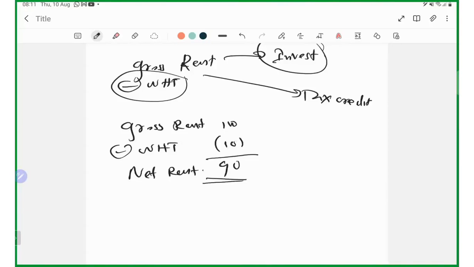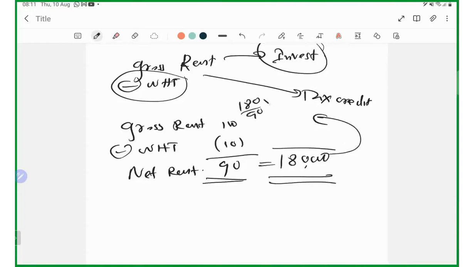If the net rent is 90, my dear student, let's say you have received 180,000 as net rent. So what you need to do to convert here: 180 divided by 90 and multiplied by 100, then you can take that as 200,000. This 20,000 is the withholding tax application, so this should be taken as a tax credit.